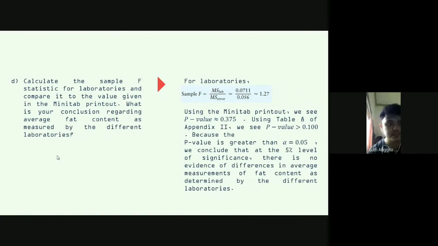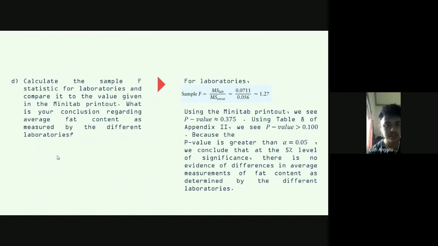D. Calculate the sample F statistic for the laboratories and compare it to the value given in the Minitab printout. What is your conclusion regarding average fat content as measured by the different laboratories? For laboratories, sample F equals MS lab over MS error, approximately 0.0711 over 0.056. That is approximately 1.27.